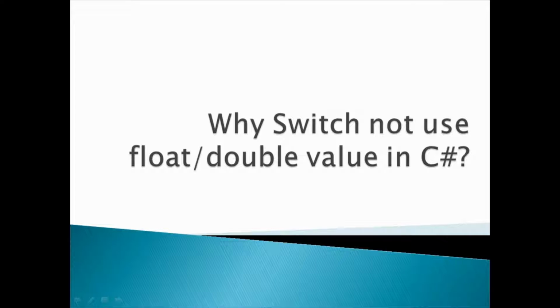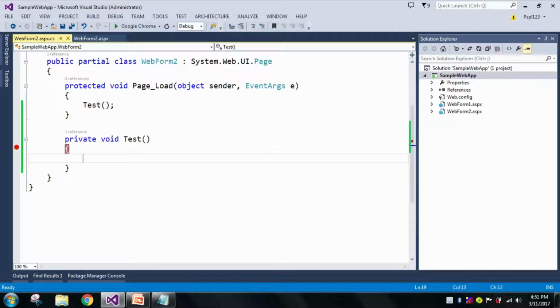And today our point of discussion is why switch case does not use float or double values in C#. Whenever we use a switch case statement, if we give any float or double value, it will show you an error, because the float or double value is not fixed at any time, or we can say that its value is not precise. So due to that reason, switch case will show you an error. Now let us move to our Visual Studio and check whether it is showing an error or not.